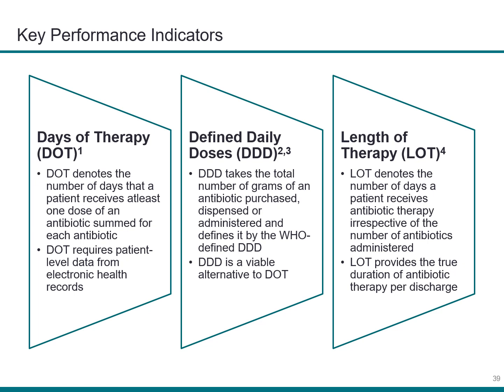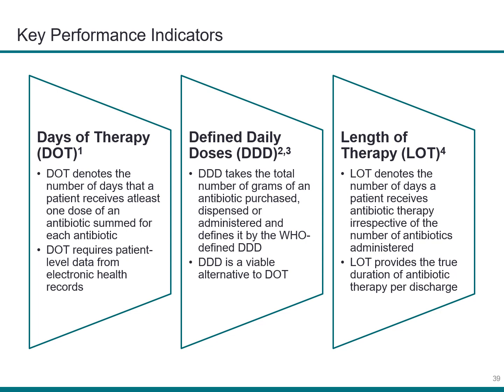Days of therapy is the number of days that the patient receives at least one dose of an antibiotic, summed for each antibiotic. It requires patient level data from electronic health records. Defined daily doses is the total number of grams of an antibiotic purchased, dispensed, or administered, divided by the WHO defined DDD. Length of therapy denotes the number of days a patient receives antibiotic therapy, irrespective of the number of antibiotics administered.